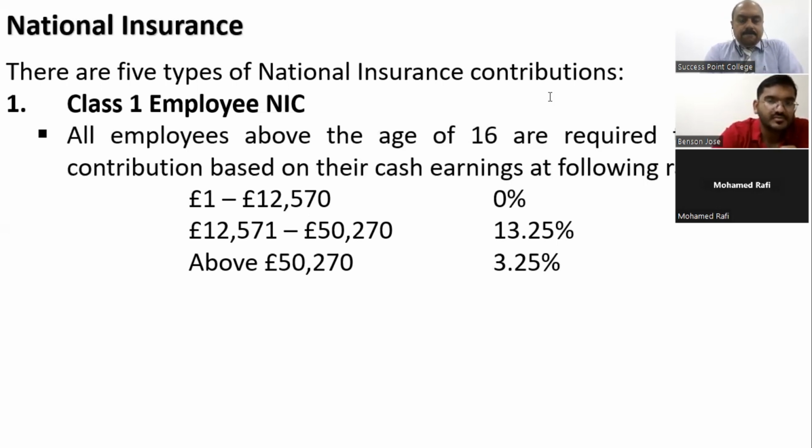Okay, that part I understood. What I'm confused about is that for 1 to 12,570 it is 0, then 12,571 till 50,270 it is 13.25, and as income goes higher, the contribution becomes less, 3.25. Yes, exactly. This is an example of regressive taxation. We call it regressive taxation. This is not like income tax. In income tax, as the income increases, the tax rate further increases, but this is not like that.